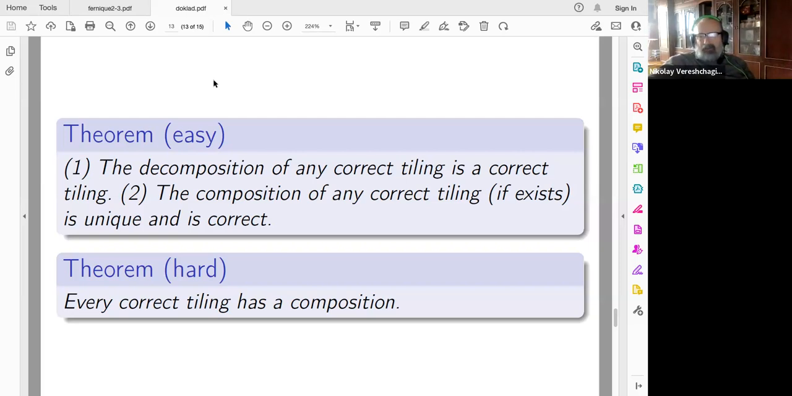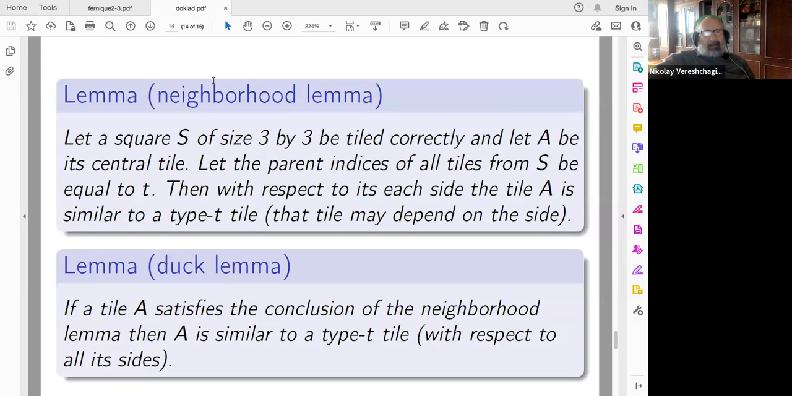Now you need to be brave, have courage to proceed to the hard part. So let's proceed to the hard part. I divided the hard part into two lemmas.